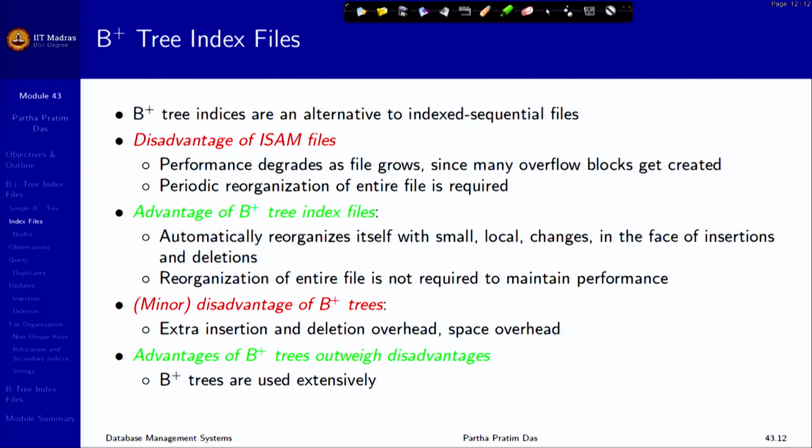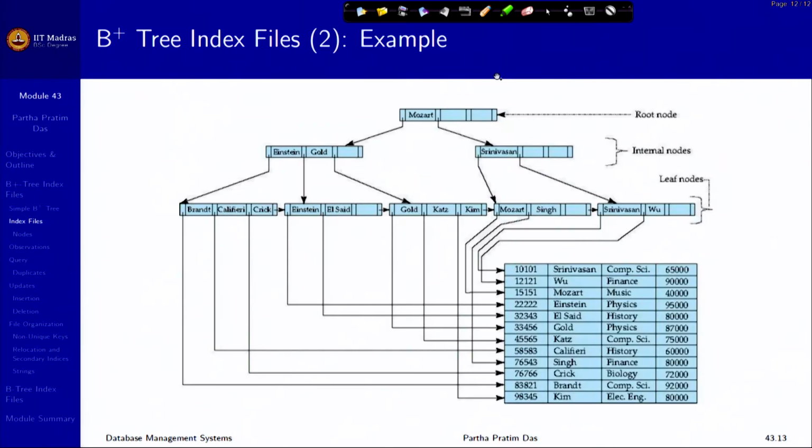And obviously, there are disadvantages of extra insertion and deletion overhead, and some space overhead, but this disadvantage is outweighed by the advantages it offers. So, it is used very extensively these days.